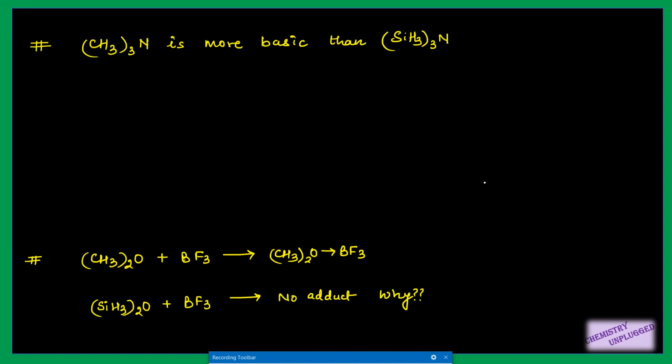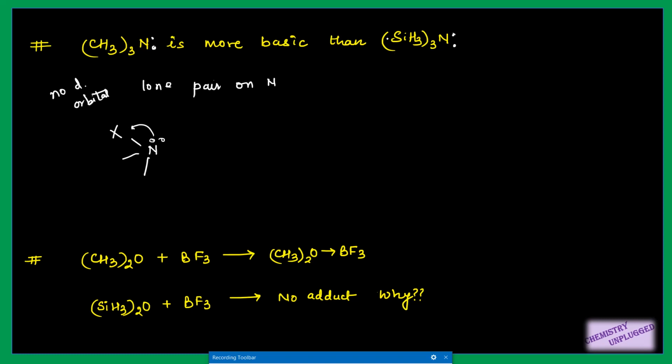Next question is again on p pi d pi back bonding. So the question is this, trimethylamine is more basic than trisilylamine. Why is this so? The basic character is due to the lone pair of electrons present on nitrogen, right? But in case of methyl, there is no d orbital, right? So when it forms a bond with this nitrogen, it cannot give its electron to the d orbitals of carbon. It is not possible in this case.